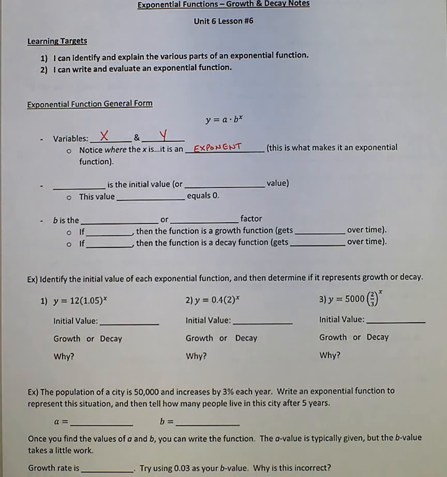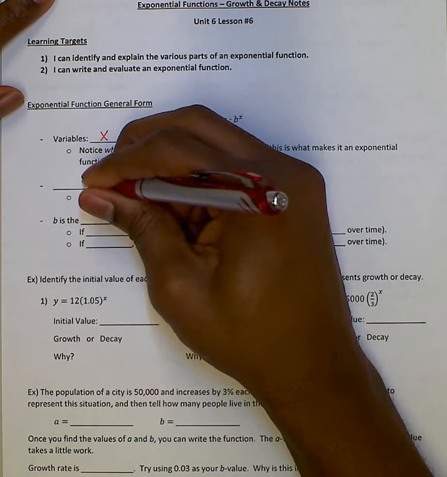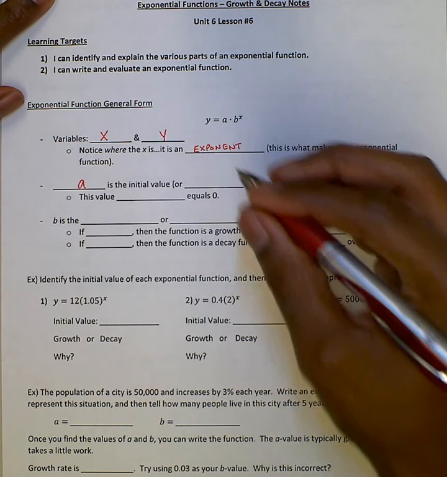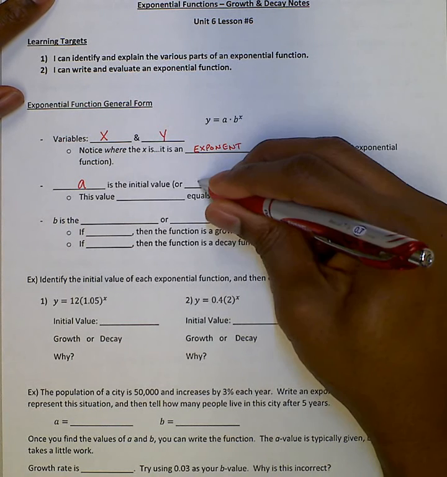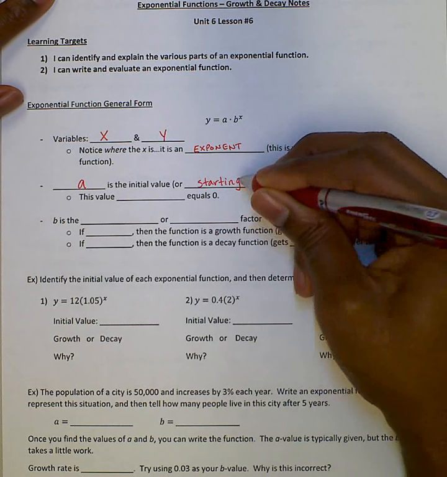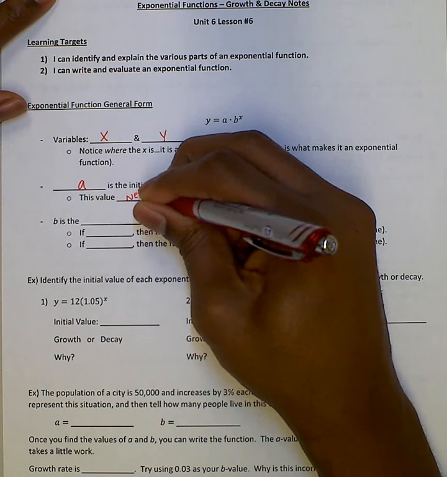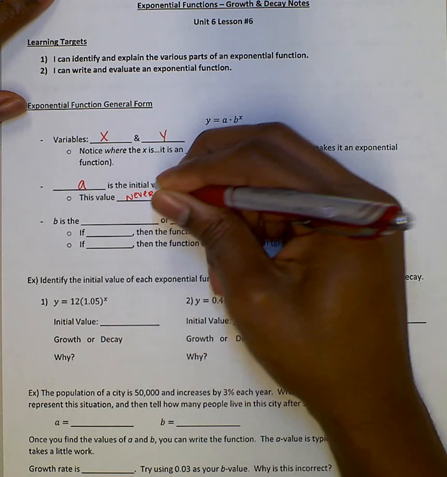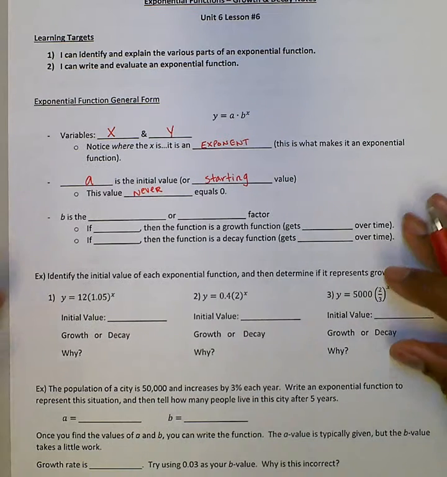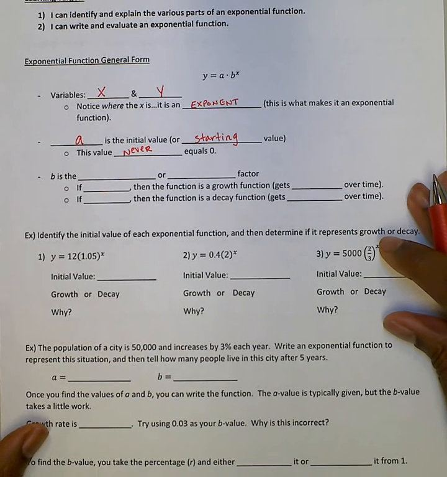A is the initial value, or starting value. This value never equals 0. It can't be 0 because 0 cannot grow or decay.